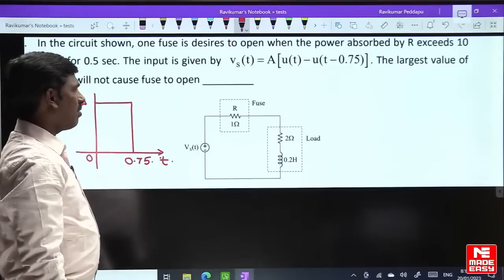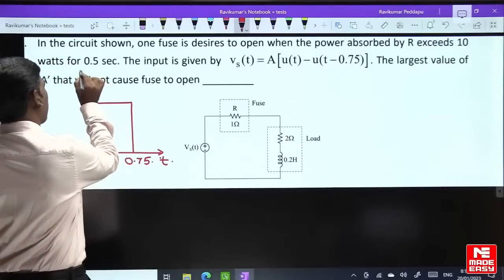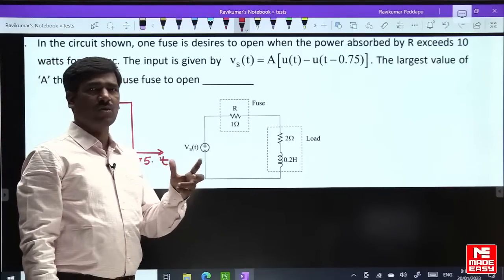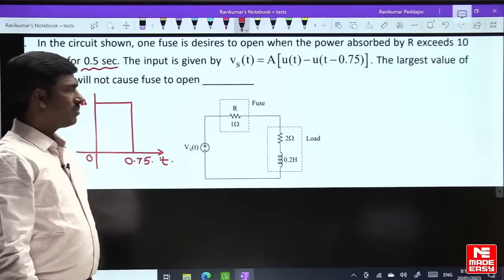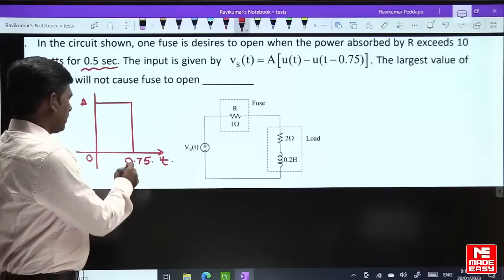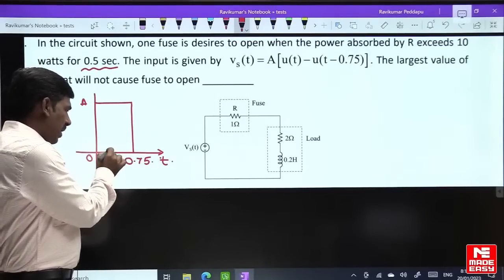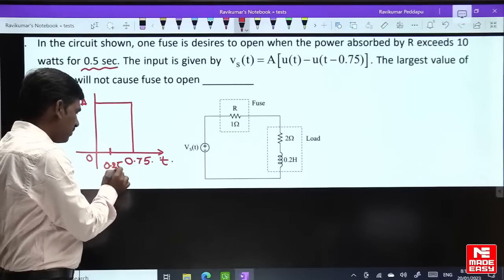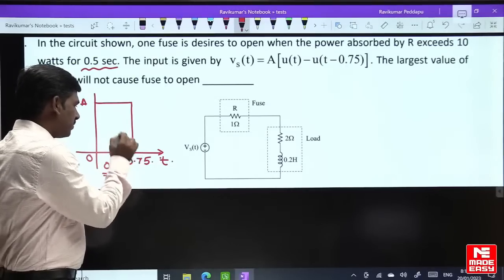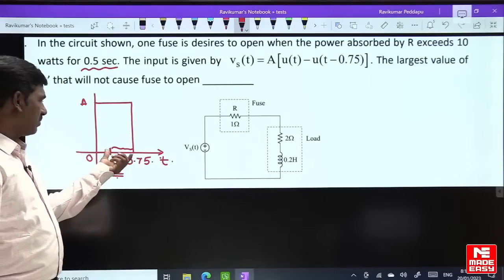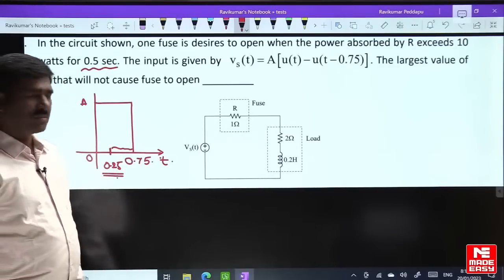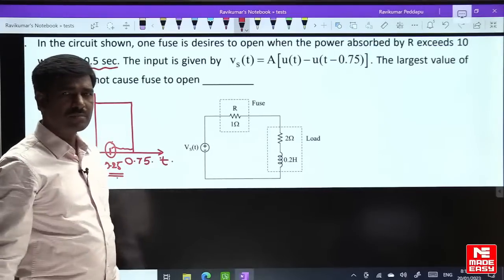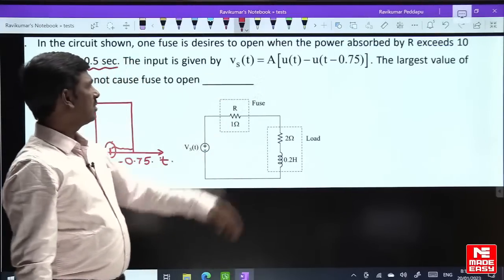The fuse withstands power exceeding 10 watts for 0.5 seconds, and after that the fuse opens. So 0.75 minus 0.5 gives 0.25. Our aim is to find out whether between 0.25 and 0.75 the power is more than 10 watts. At 0.25 the power should also be less than 10 watts. If it's greater than 10 watts, the fuse opens.